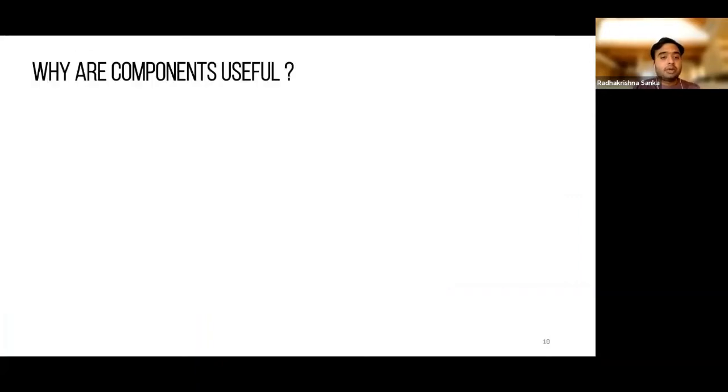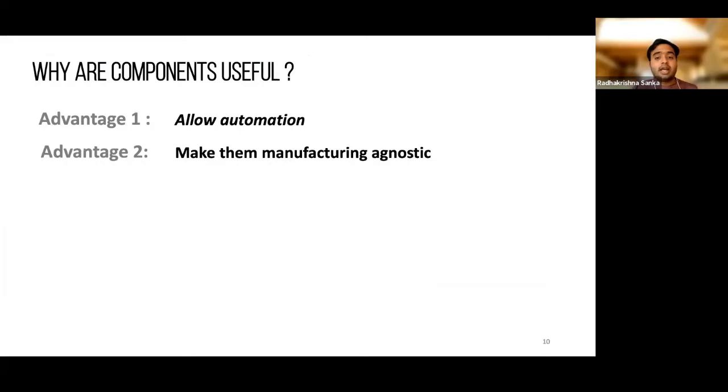Now, the second reason why components are useful is that, one, as I mentioned earlier, it allows for automation. The second is that we can actually make the design manufacturing agnostic. Some of the reasons why those very complex devices I showed at the beginning never really make it into the lab is because they're super hard to manufacture. And it's not easy to figure out how to manufacture those things.